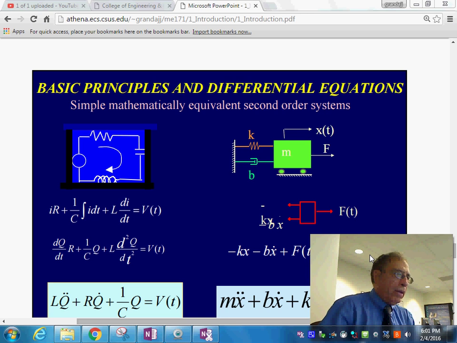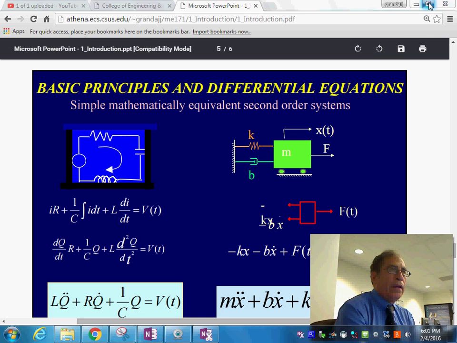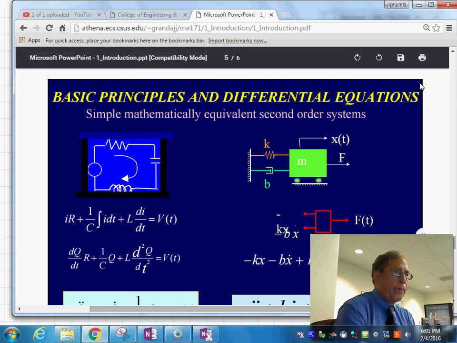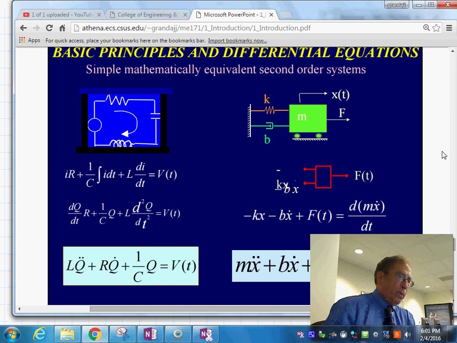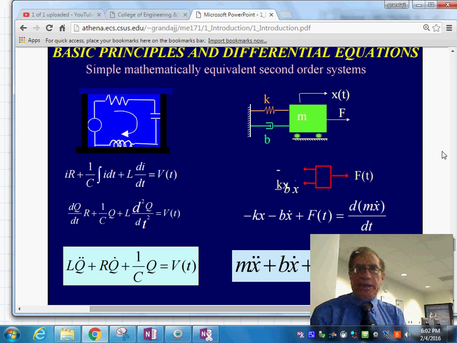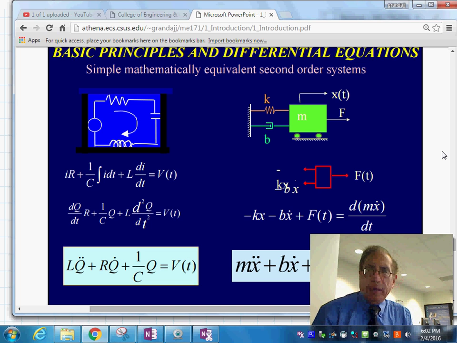Okay, so what I would like to do is to review a little bit how we do differential equations for both kinds of systems. We have on the left the electrical system, and on the right the mechanical system. The reason I would like to do it this way is because I want you to see the similarities in how we analyze each one of the systems.